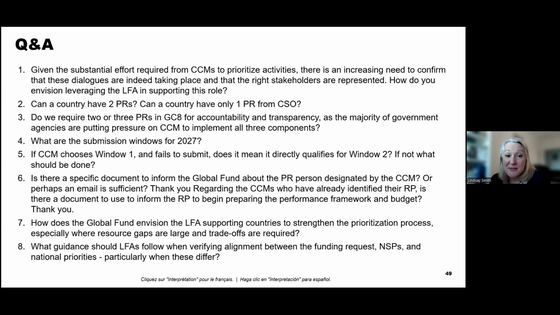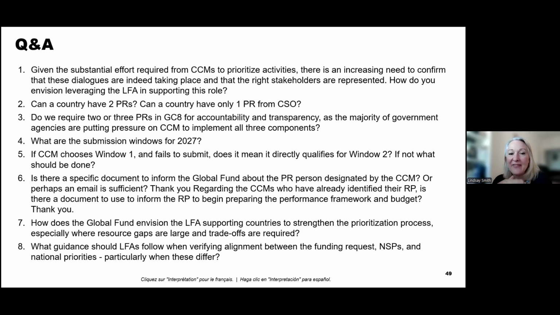Question 6, is there a specific document to inform the Global Fund about the PR designated by the country coordinating mechanism? Or perhaps an email is sufficient? So let me answer this first. There is a form that has been shared. It went out in an email from the Global Fund, and it is also available on the Global Fund website to inform the PR once the principal recipient has been officially nominated by the CCM. So I'm sure my colleagues can put the link to that form in the chat.